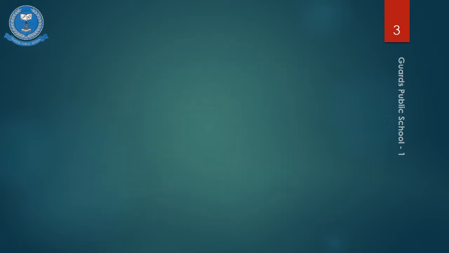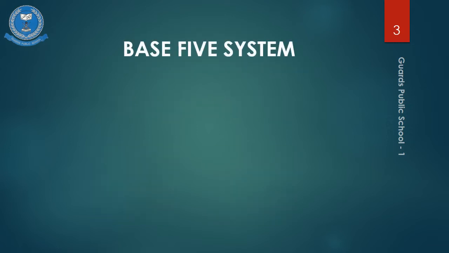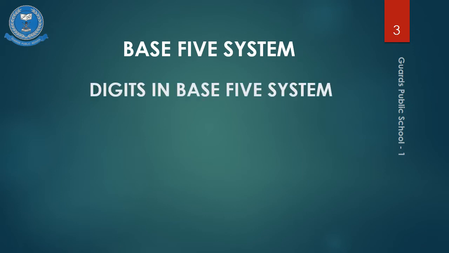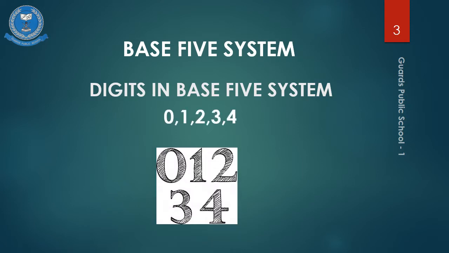Base 5 system. Base 5 system is the number system which consists of 5 digits and these 5 digits are 0, 1, 2, 3 and 4. Although it is a base 5 number system, remember that 5 is not included in the counting of the base 5 system. But we use 5 as a base to indicate that this is the base 5 number system.